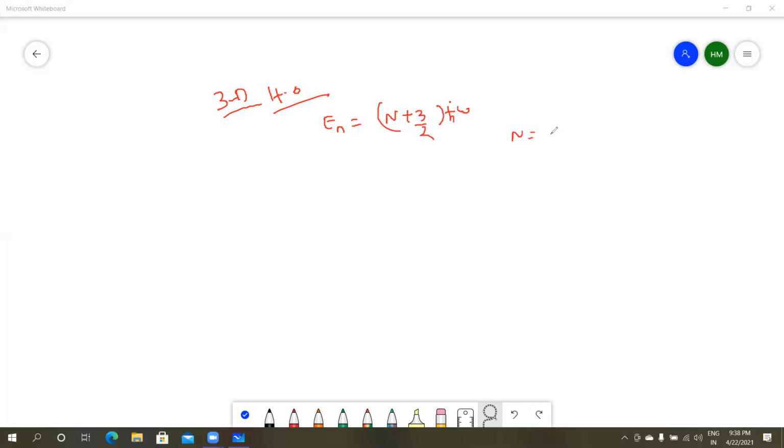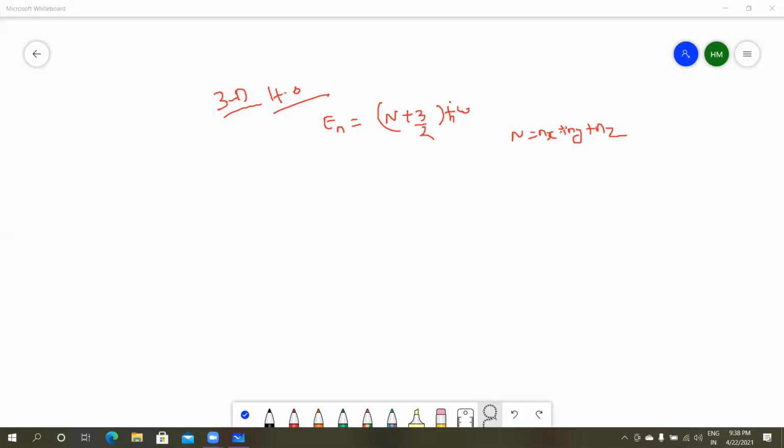N is basically nx, ny, and nz. These are the values of nx, ny, nz. Here you can take nx, ny, nz as 0, because even then you will not get 0 energy. If you take them all as 0, then the energy is 3/2 ħω. That is not 0. That is the minimum energy.